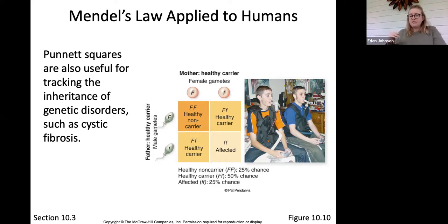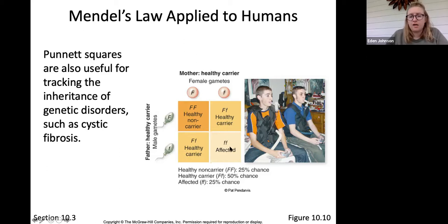Now, is that a death sentence for your children? No, it's not. If a person has cystic fibrosis, are they just not going to have kids? No, of course they can have children. So if you partner an affected individual with a healthy non-carrier, none of their children will have cystic fibrosis. All of them will be carriers of cystic fibrosis, but none of them would be affected.